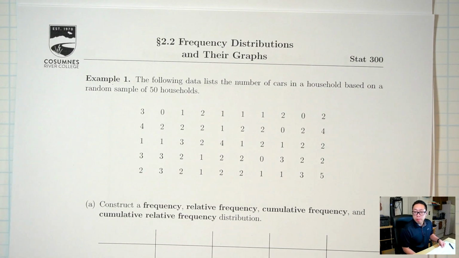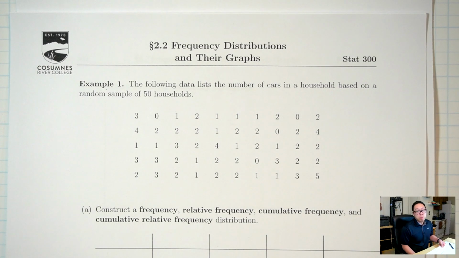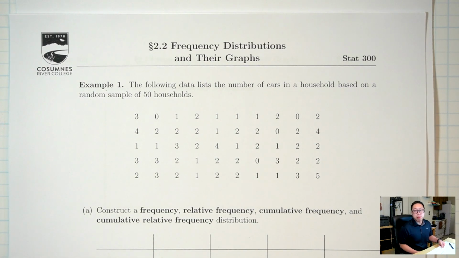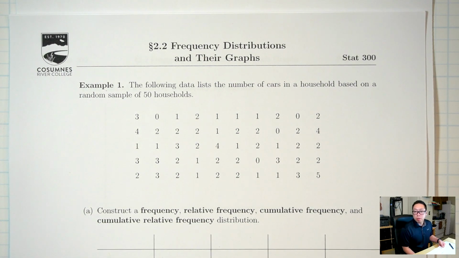Both of these are numbers, right? And they count or measure something. So both of these are quantitative data. Today, we're going to focus on just the quantitative data. We'll talk about qualitative data in another lecture.